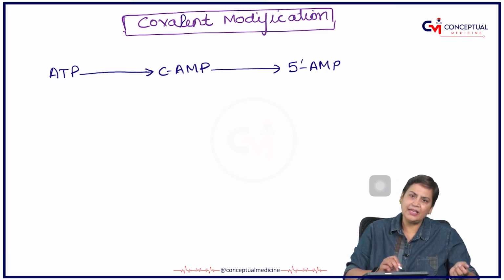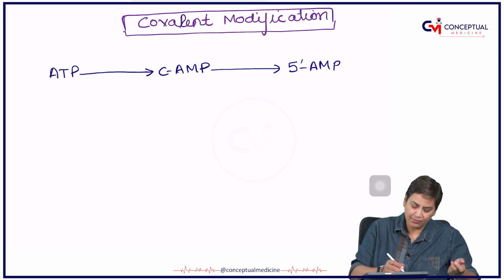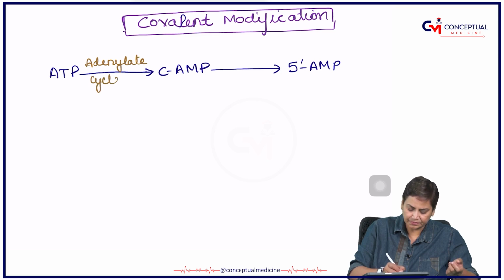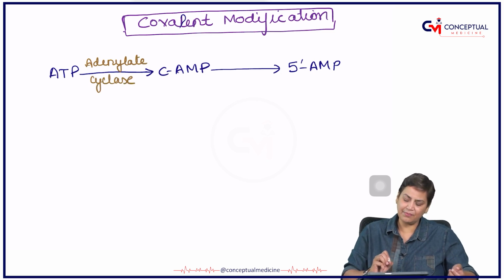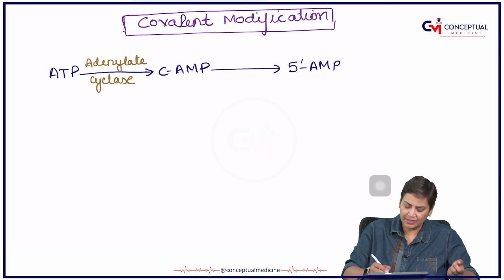So when ATP is forming cyclic AMP, the name of the enzyme is adenylate cyclase. And when cyclic AMP is being converted into 5' AMP, the name of the enzyme is phosphodiesterase, or it is also known as PDE.